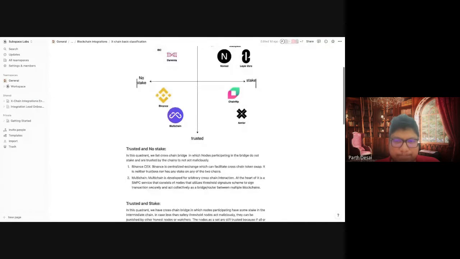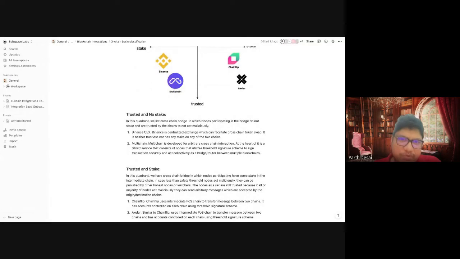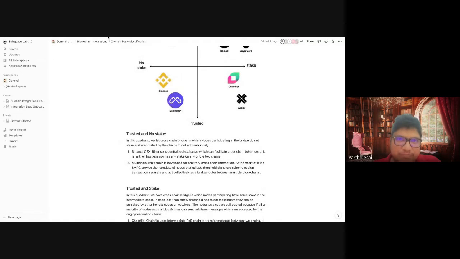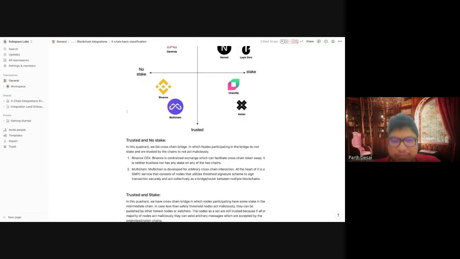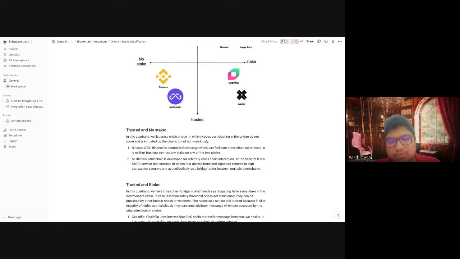So let's go with the trusted and no stake one. In trusted and no stake, there are two entries. Binance CEX is just a centralized exchange. There is no stake involved in either of those chains, and it is trusted by both chains to act correctly. If it acts maliciously, it can just capture our funds and there is nothing you can do about it.